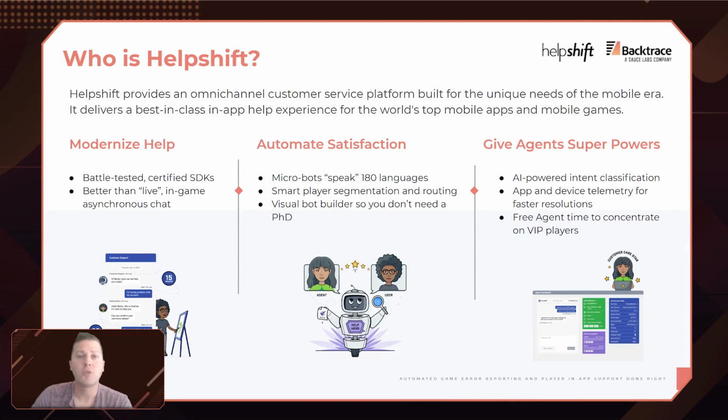So first off, we want to talk about who is HelpShift. HelpShift is an omni-channel customer service platform that was built for the unique needs of the mobile era. What we do is we provide that first-class in-app experience for a lot of the top games and apps that you use today. And since we started mobile, we've modernized help, meaning our SDK is enabled to allow users to quickly and efficiently stay in app and work on the support issues that they have. We work with a lot of the top gaming and app customers, as I said, so we're currently installed in over 3 billion devices worldwide just because of those apps that people are using.